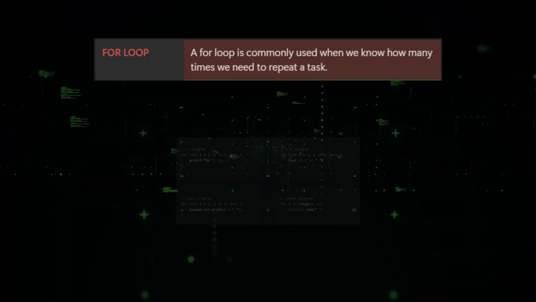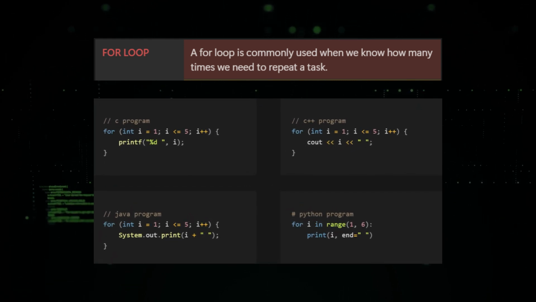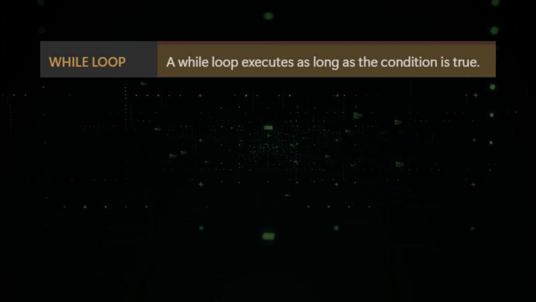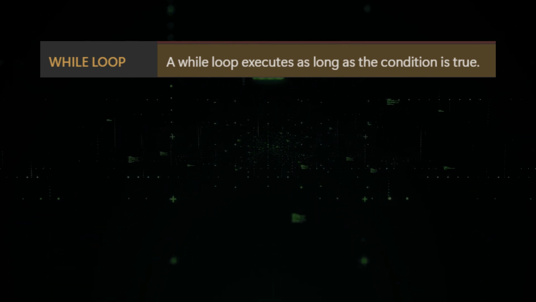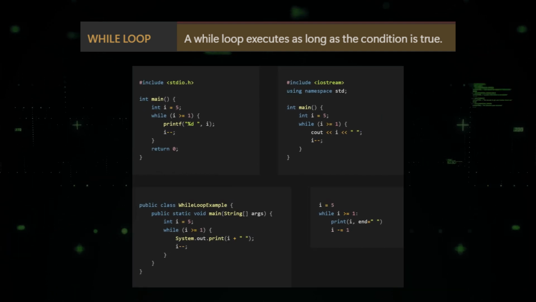For loop. A for loop is commonly used when we know how many times we need to repeat a task. Example, printing numbers from 1 to 5 in all 4 languages. While loop. A while loop executes as long as the condition is true. Example, counting down from 5 to 1.